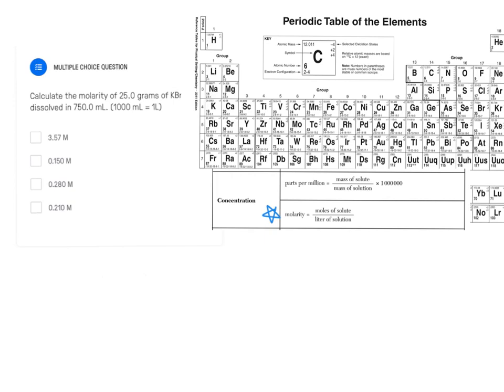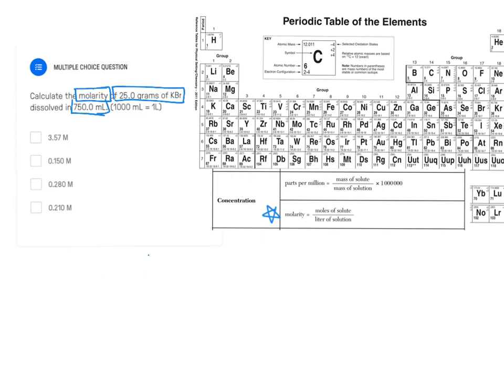First, let's just mark up what we want to find out versus what we know from the question. So it says calculate the molarity. So that's what we're going to be trying to look for. So molarity is what we're looking for. And what's given to us is 25 grams of KBr that's dissolved in 750 milliliters of a solvent.